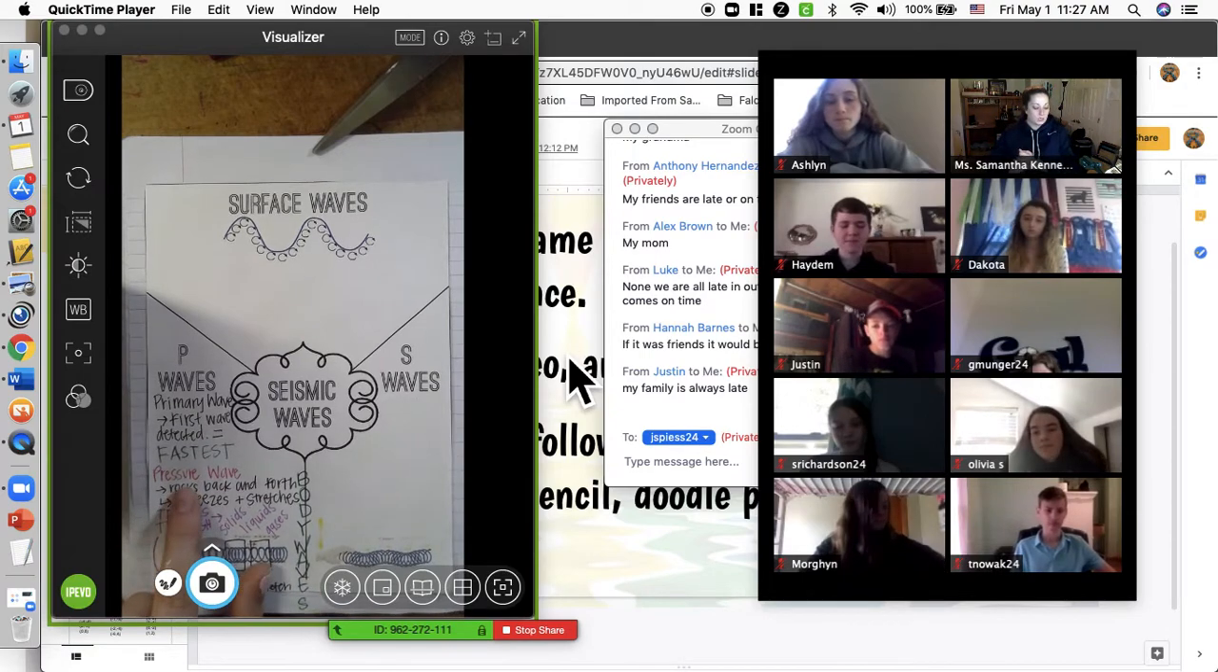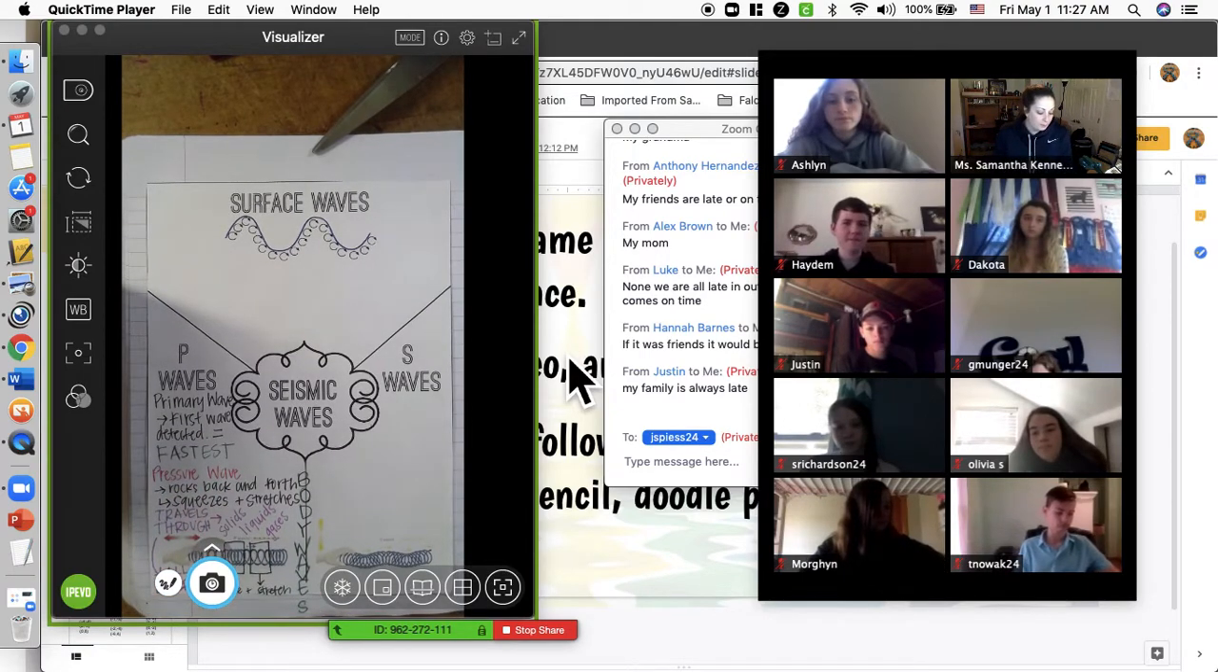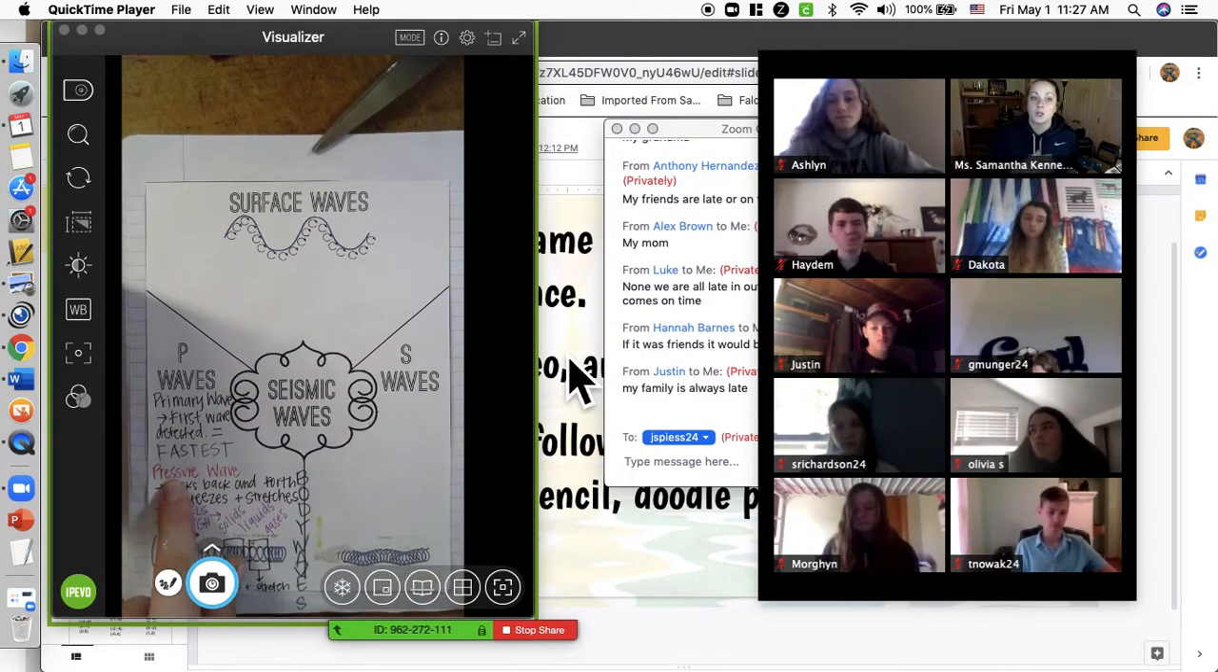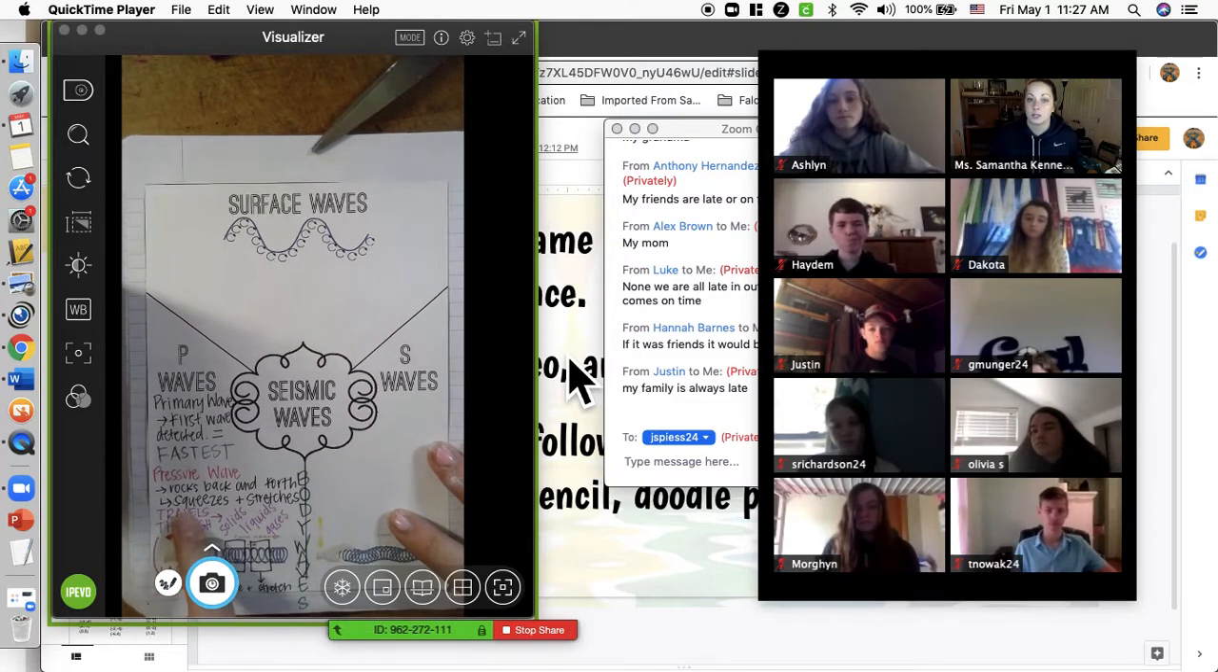For P waves, those are going to be those pressure waves. So the primary wave describes how quickly that wave travels, and the pressure wave is how it travels through that rock. So show me the back and forth motion that we talked about yesterday. Think about a rocking chair. You're going to go forward and back.